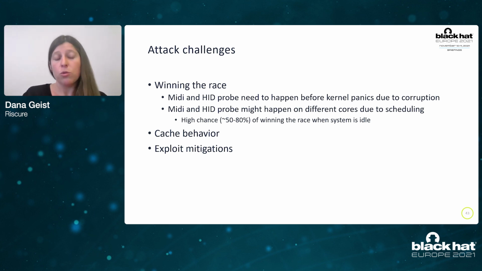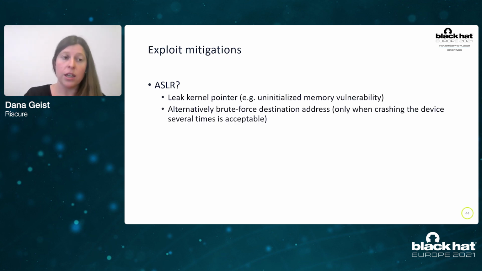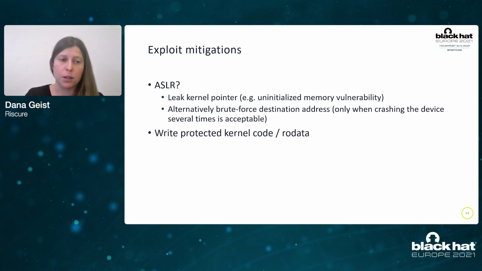And the third thing we wanted to discuss is exploit mitigation. So what if the kernel has address space layout randomization? This is a hurdle that we will need to overcome. So either finding another vulnerability to leak a pointer or an address of the kernel so we can then dynamically calculate our addresses, or we could also choose to brute force it. But this approach has the downside that, of course, the kernel will crash if we don't hit the correct address. And in some cases, this might not be acceptable.